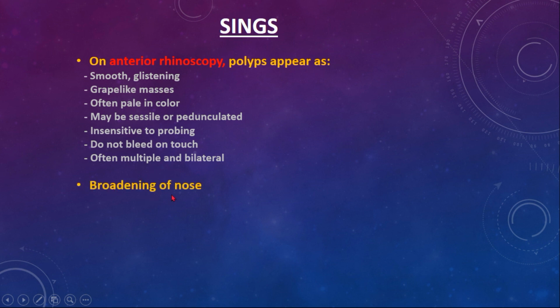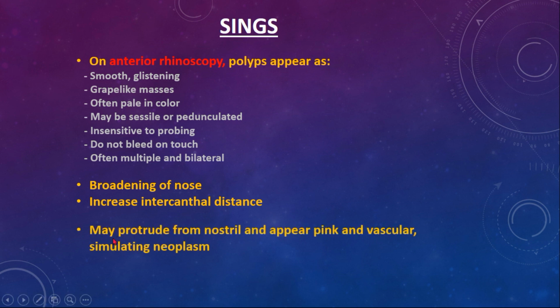Broadening of nose, increased intercanthal distance. Intercanthal distance is the distance between both medial canthi of the eyes. May protrude from the nostril and appear pink and vascular, simulating neoplasm. Purulent discharge is due to associated sinusitis.